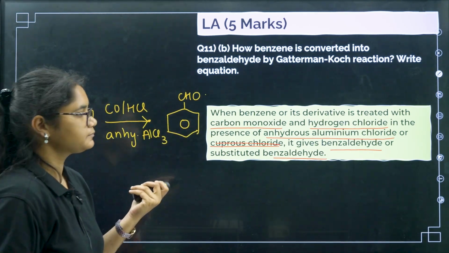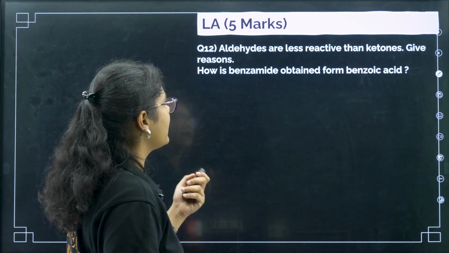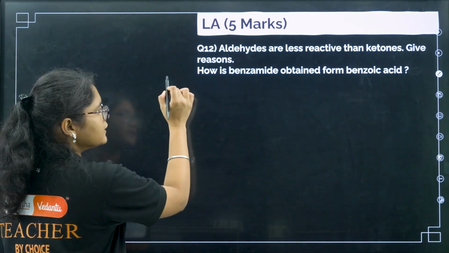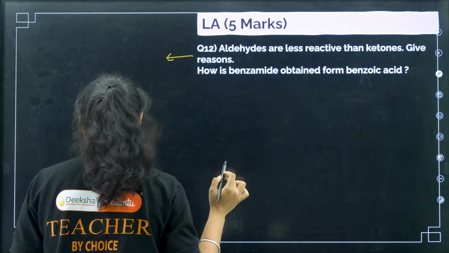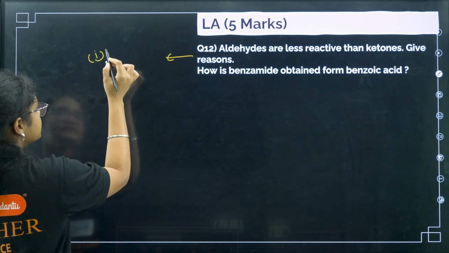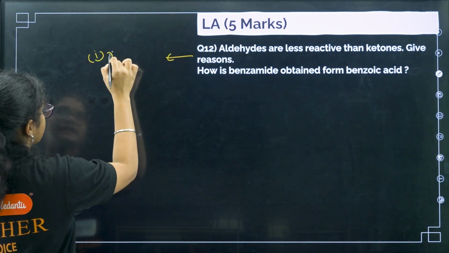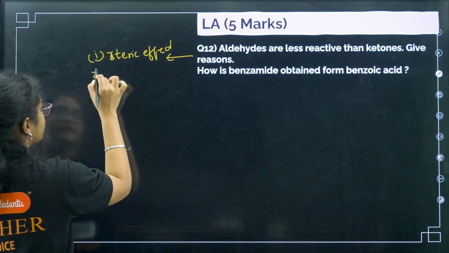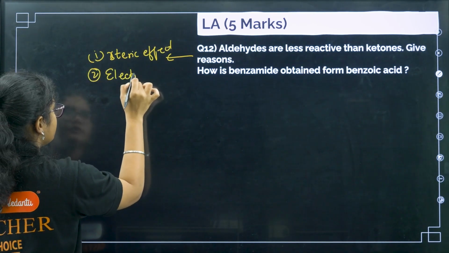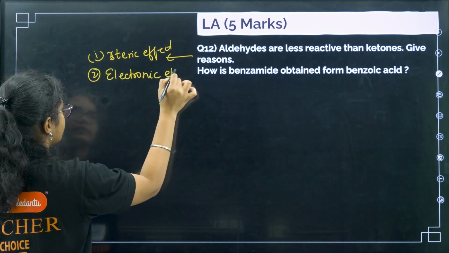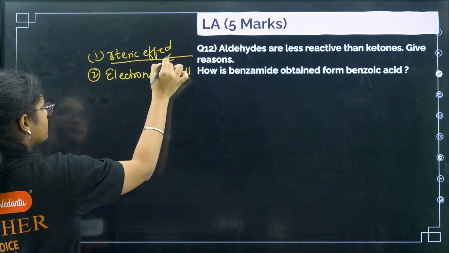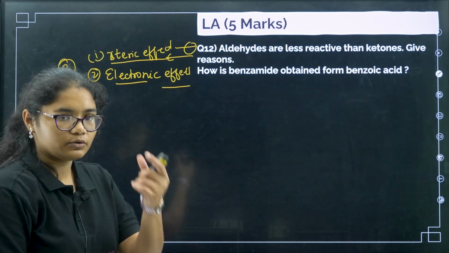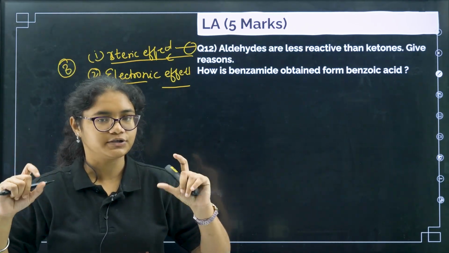Okay, clear? So next question, aldehydes are more reactive than ketones, give reason. So this is a direct question from your NCERT. Here you need to write 2 reasons. First one is steric effect, right? Ketones are more hindered, and the second one is electronic effect. Okay, you need to define them. This statement and the definition carry 3 marks. The names and the definition, the explanation you need to write.